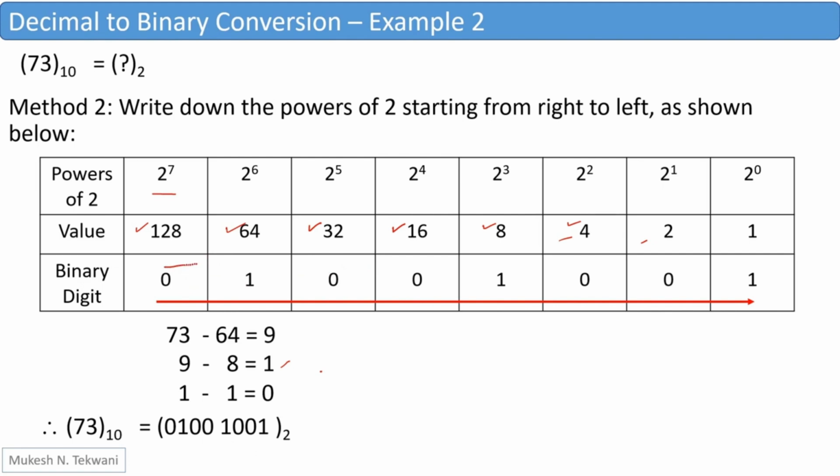So all these values 0101, 0100, followed by 1001. Those are the values that we have obtained here as our binary number. And when we read this number, we read it as 01001001.